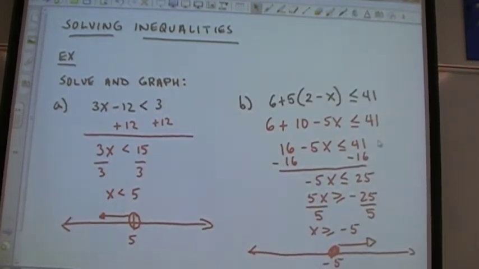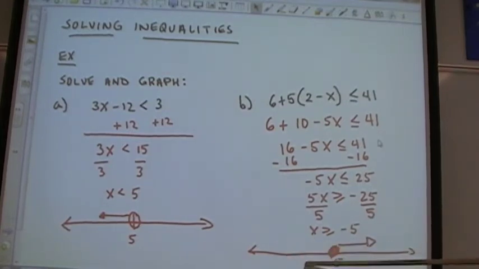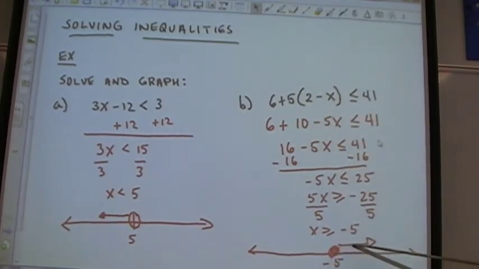The direction you shade in is the most important part of your answer on the graph, because if I shaded to the left, you got everything wrong, right? Because you gave me all the numbers that didn't work in the inequality. I want the numbers that do work in the inequality, and everything to the right works. Nothing to the left works. Okay?